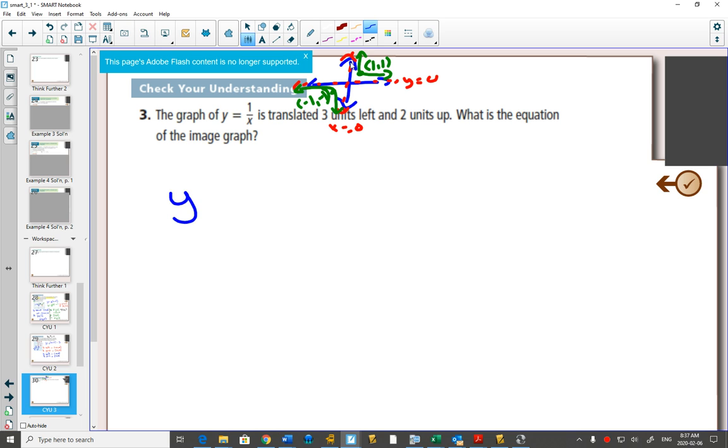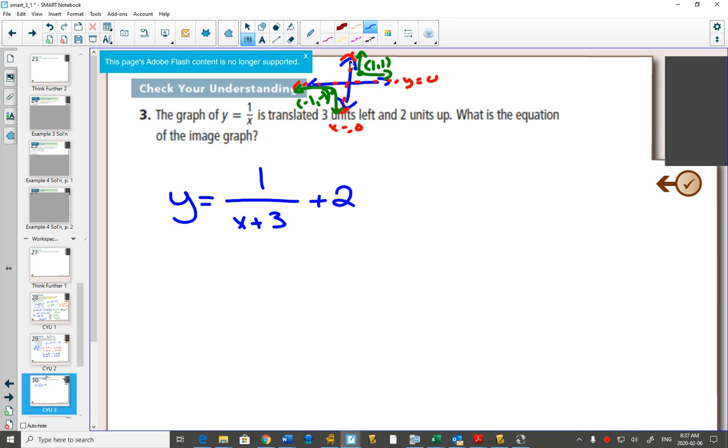Now for the equation, if I'm moving 3 units to the left, that's inside the function. And the 2 units up, that's going to be outside the function. So in this case, what does inside the function look like? Inside the function is going to be x plus 3 on the bottom of your function. And then 2 units up is going to be a plus 2 afterwards.